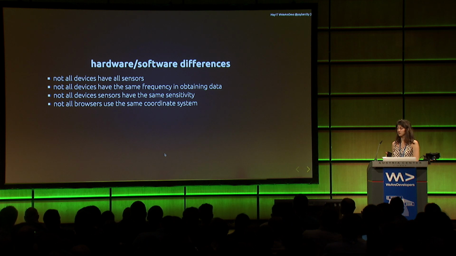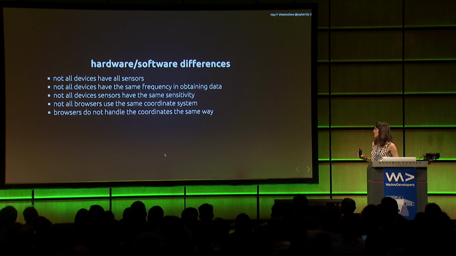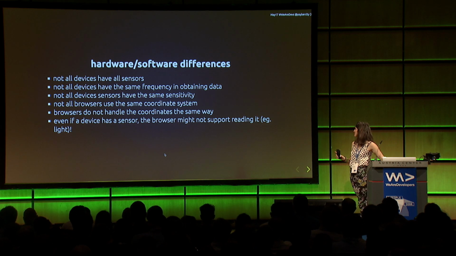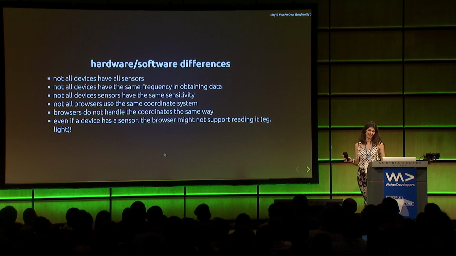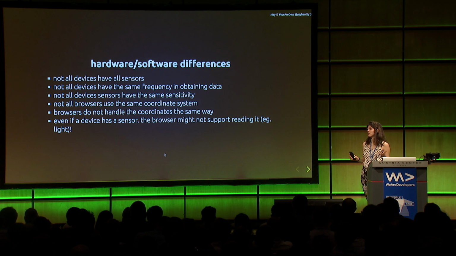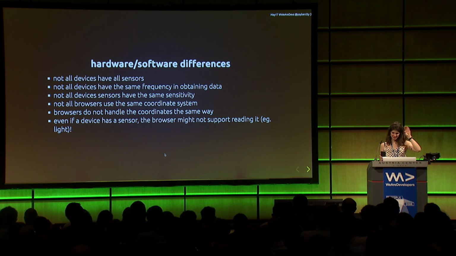Not all browsers use the same coordinate system. Browsers do not handle the coordinates the same way. And even if a device has a sensor, the browser might not support reading it. For example, the light sensor, I think, can only be read from Firefox. This is because it's still in an experimental state, so if you go to the Mozilla docs, you're going to see a big red notice saying that it's still experimental technology, but still we're using it today.